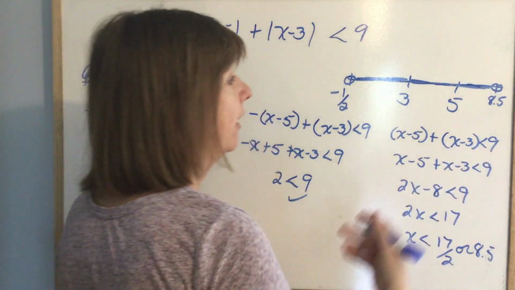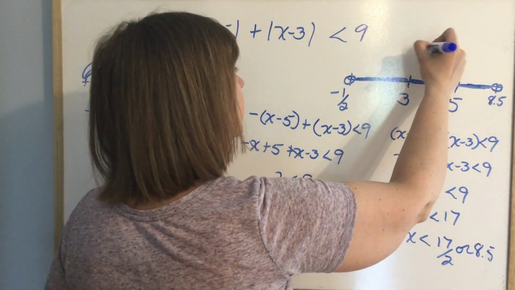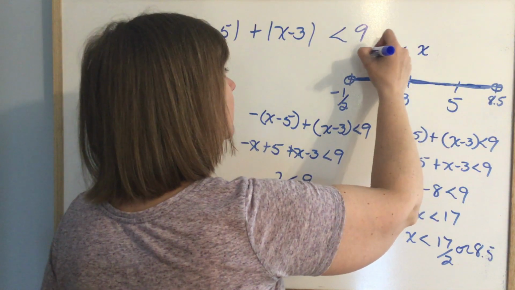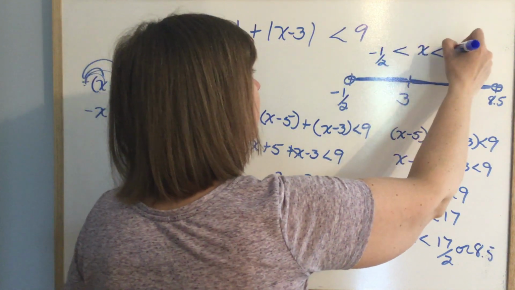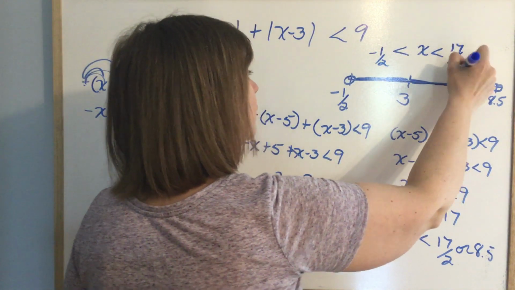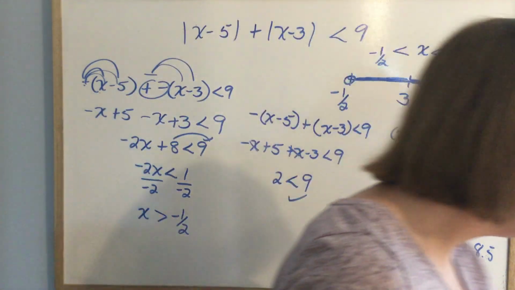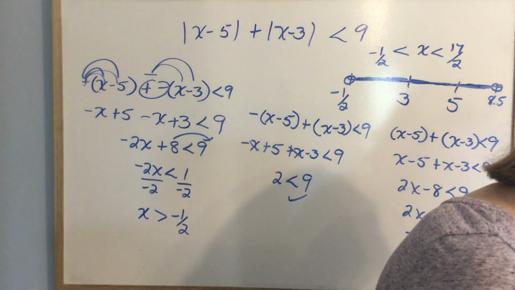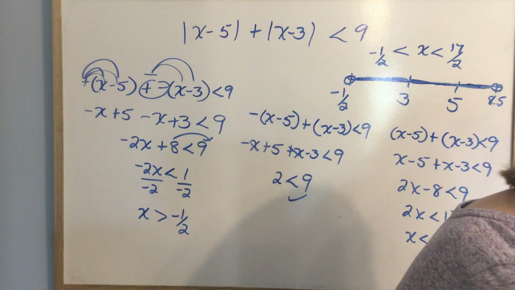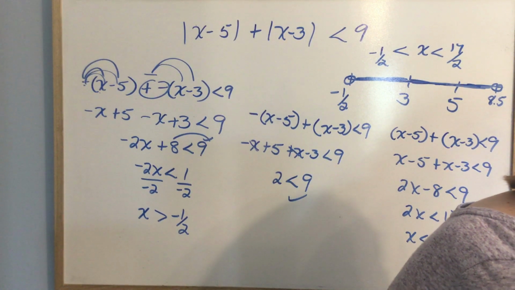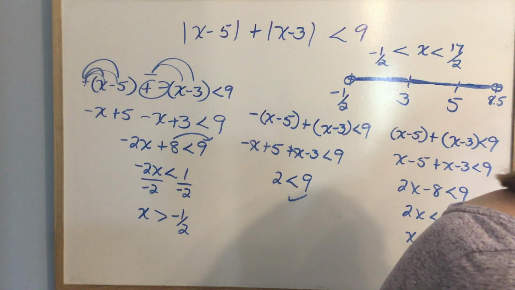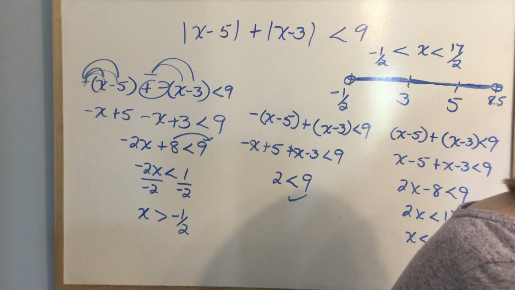So again, you have your answer in number line form, but you could write it x is greater than -1/2, but less than 17 over 2, or 8.5. It's up to you, all right? So I'm going to leave that there. I'm just double checking. Yep.